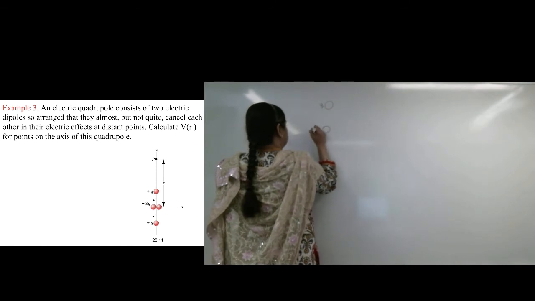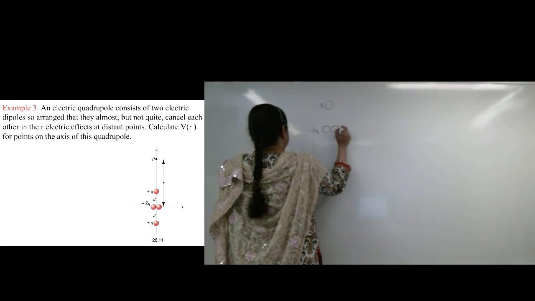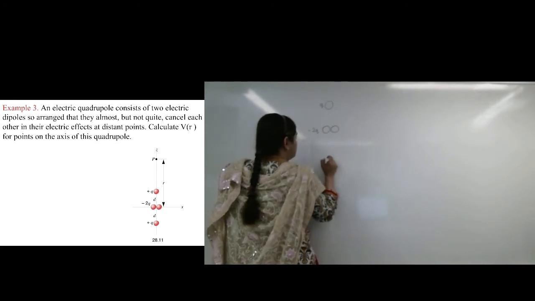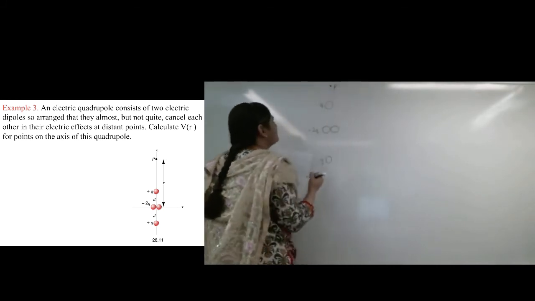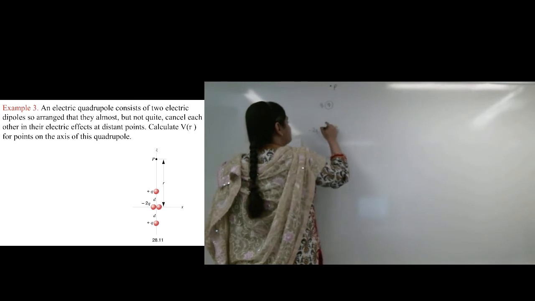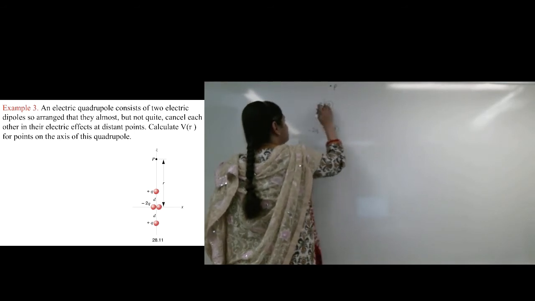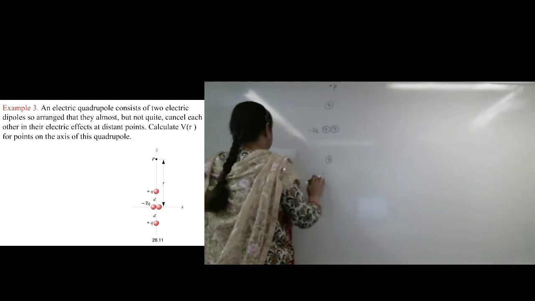So, in this case, our quadrupole consists of Q, minus 2Q, and Q. And it's asking me to find the potential at this point. Okay? So this is Q, this is, sorry, minus 2Q, and then this one is going to be Q.